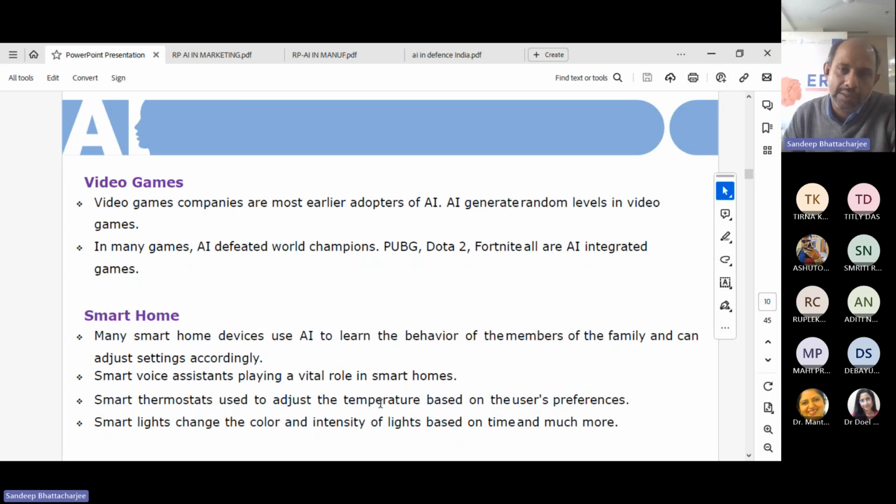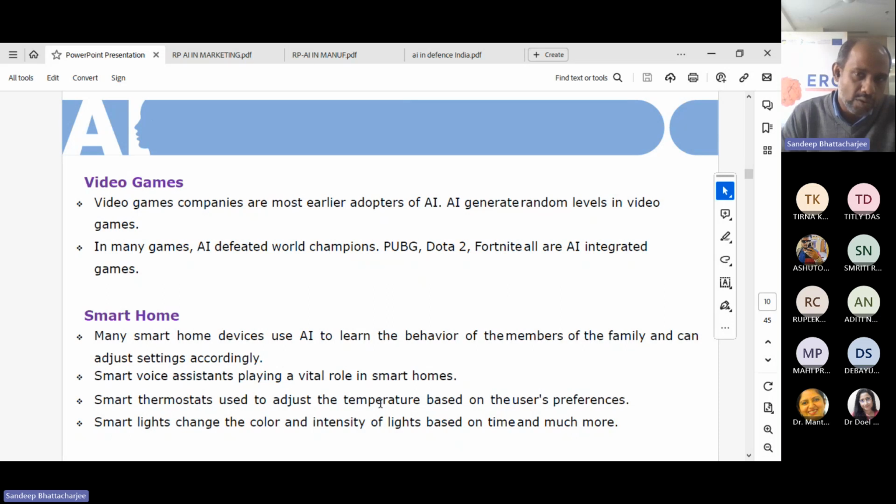So AI generates random levels in video games. You will see that if you have crossed 2 or 3 or 4, 5 levels, then automatically the levels become much harder or tougher. Who is doing this? Human beings? No. These things are being done by AI bots or AI algorithm bots, which are present behind the actual game controlling devices. In many games, AI has defeated world champions, like I mentioned yesterday, how Gary Kasparov was defeated by one of the supercomputers, the Blue computer which was there.